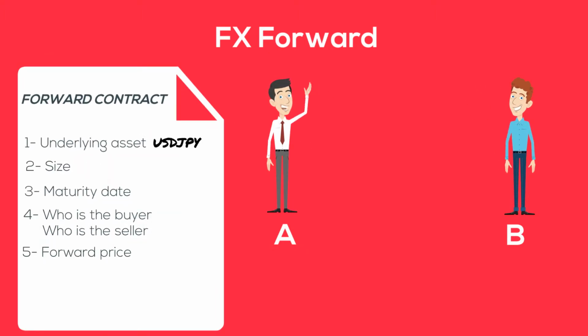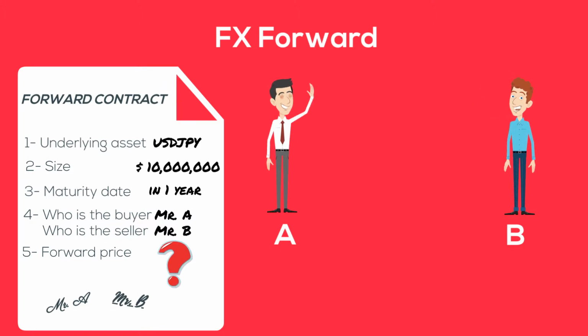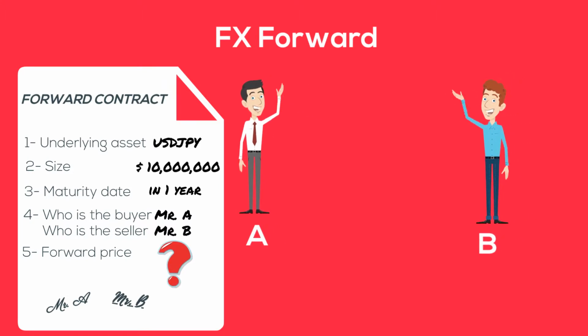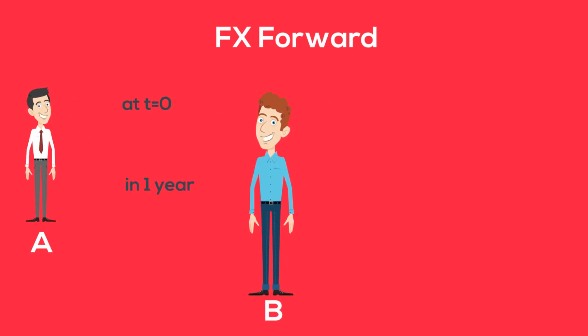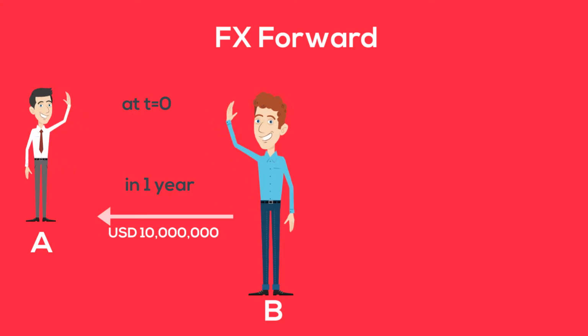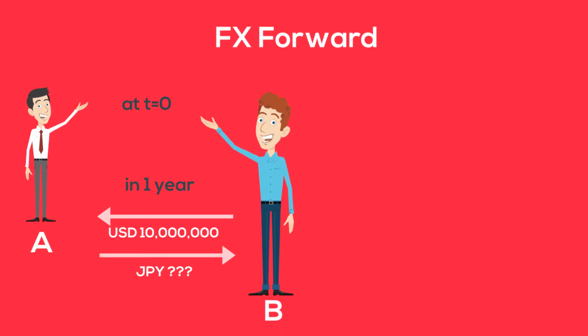The size of the contract will be $10 million, maturity date will be 1 year, the buyer will be Mr. A, the seller will be Mr. B. So the aim is to determine what is the forward price. As usual in a forward contract, at T0 nothing happens. In 1 year, Mr. A will purchase $10 million from Mr. B, and the question is, how many yens should Mr. B ask from Mr. A for those $10 million?